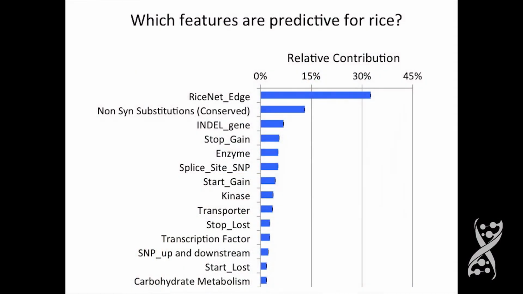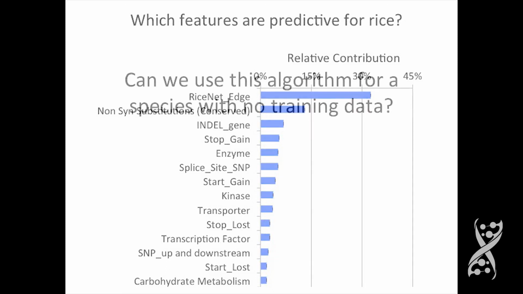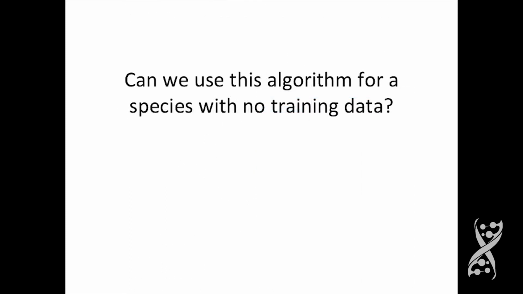So what about rice? Is it similar or different? Again, we were surprised that the top two features that contributed to the prediction accuracy were exactly the same as for Arabidopsis. It was the number of edges in the rice net as the top feature, and then the non-synonymous substitutions in conserved sites as the second feature. The rest of the features that contributed to the prediction were similar to Arabidopsis, but the relative orders were different.